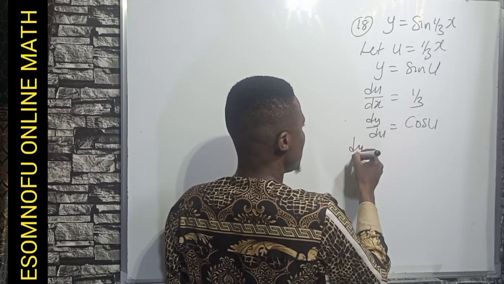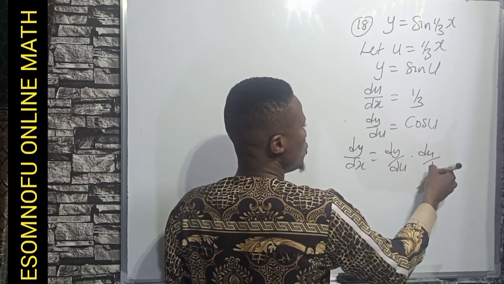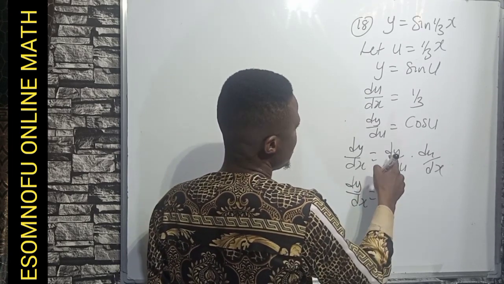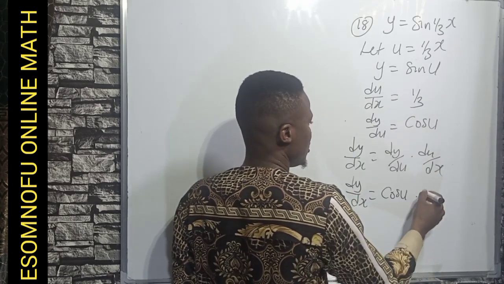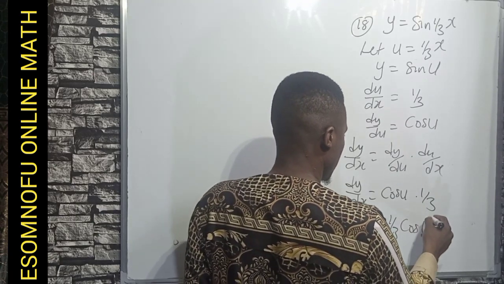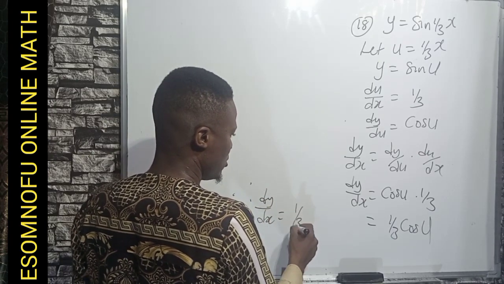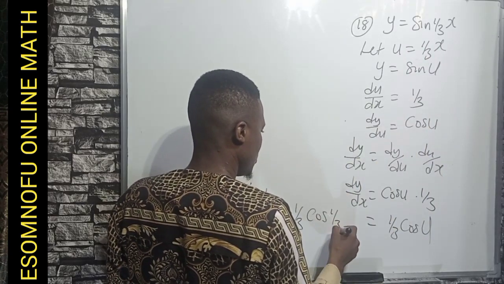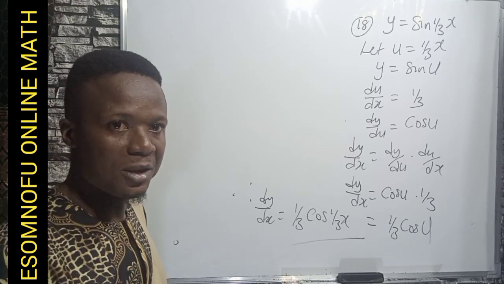Then from chain rule, dy dx is equal to dy du times du over dx. Therefore, dy over dx will now be dy du, which is cos u, times du dx, which is 1 over 3. If you take the product, you have 1 over 3 cos u. Therefore, dy dx will now be 1 over 3 cos, and seeing u, you put 1 over 3x. That is the derivative of number 18. So let's go for number 19 and number 20.